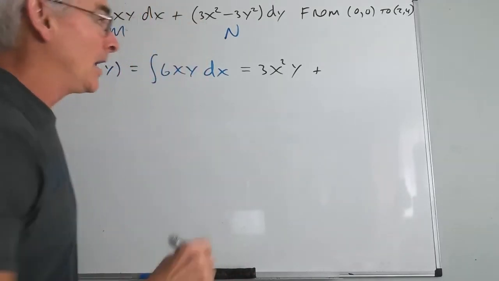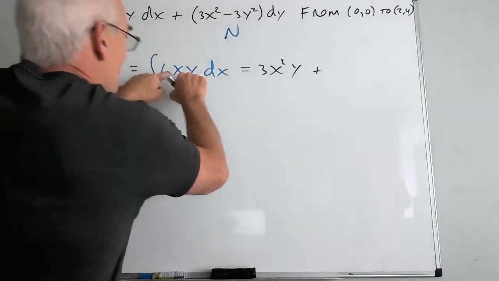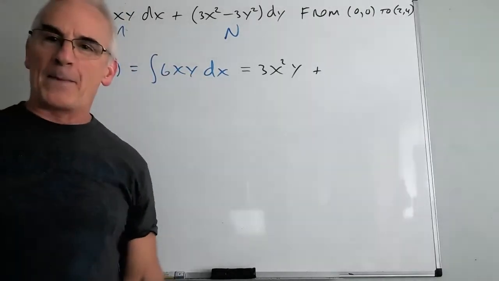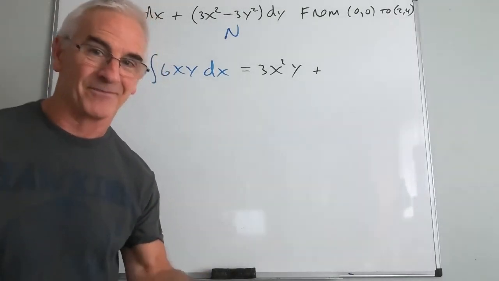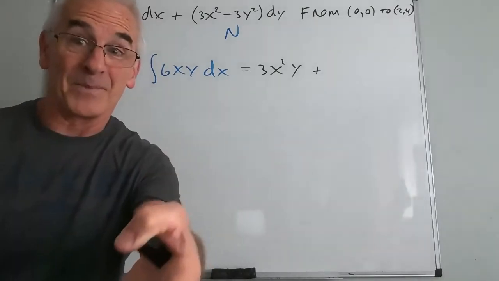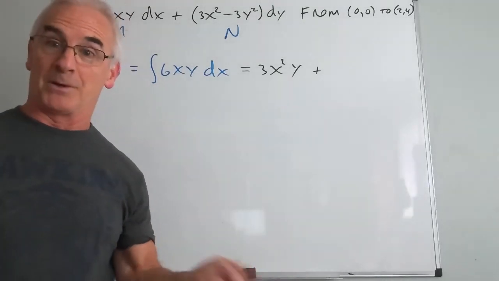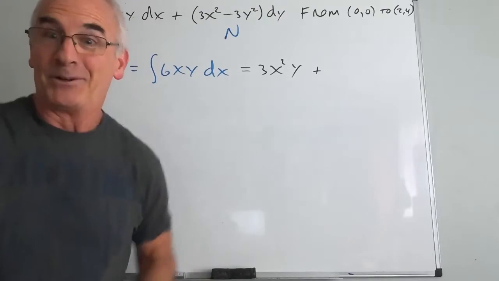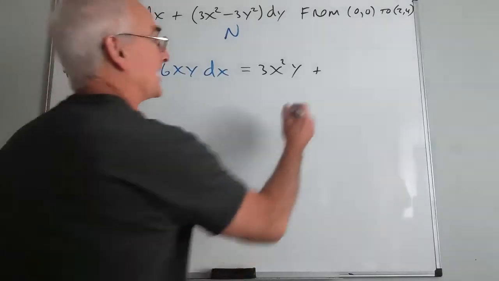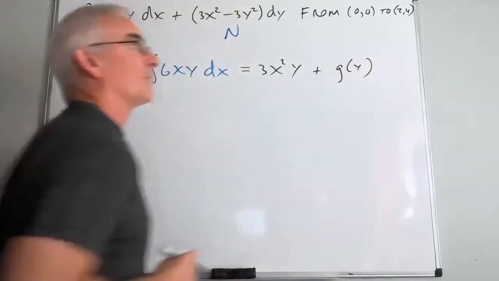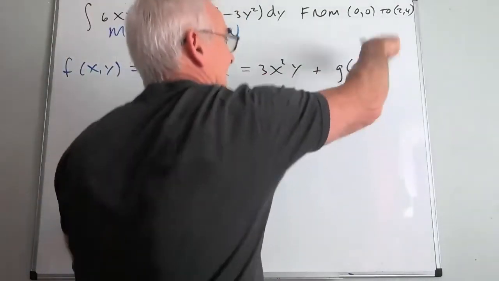What do you mean it's probably not? Whatever my f is, when I differentiated f with respect to x, I got this. What happens to purely y terms when I differentiate with respect to x? They become zero, as if you were differentiating a constant. So when I'm integrating, it's not plus a constant, it's plus a function of y, because if I differentiate this with respect to x, that will go away.